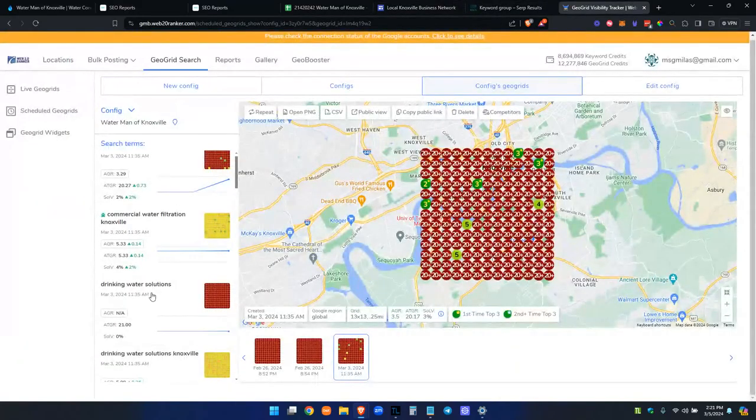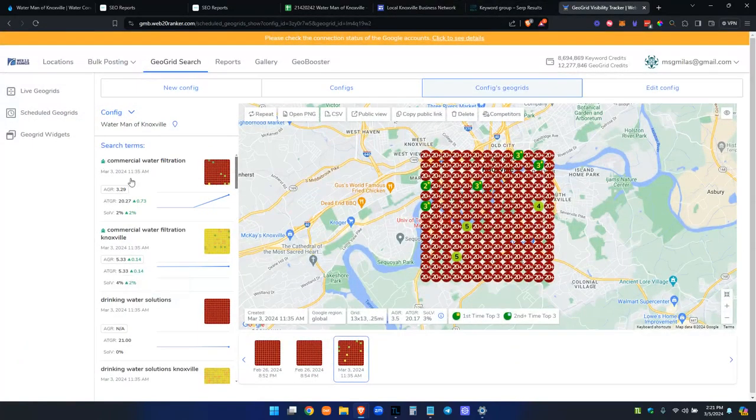Let's pull up Local Viking. It shows a little better picture here. So right before our order was delivered, we started tracking the GeoGrid. So the very first GeoGrid kind of shows where we were at and kind of where we're at now. Commercial water filtration, we can definitely see some movement. When we look at the keywords that we're not ranking at all, we are definitely starting to see some movement after just a week or two after the networks being built.